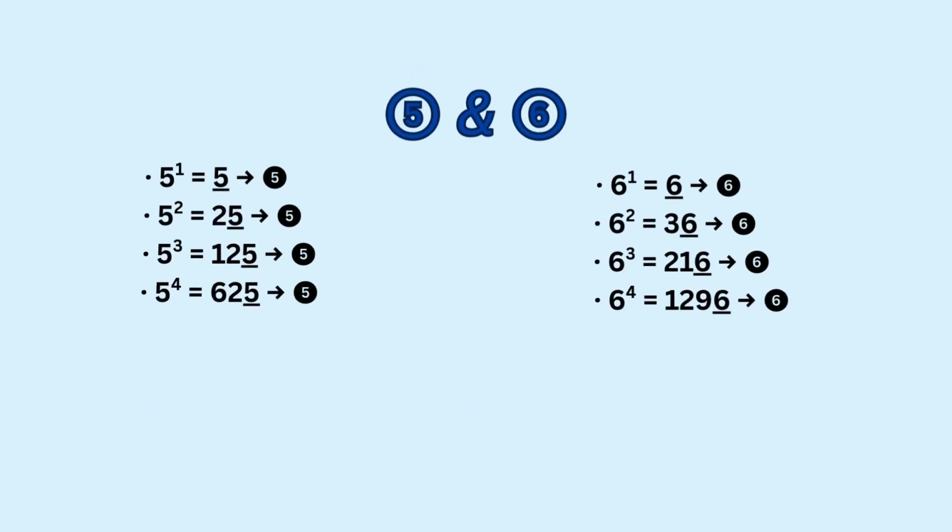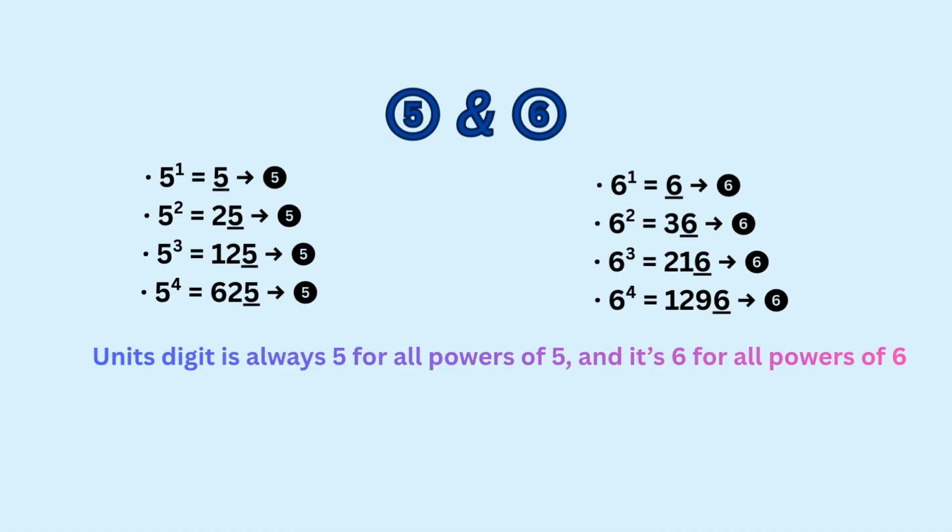And now we can see 5 and 6. These are the easiest ones. All powers of 5 end with 5, and all powers of 6 end with 6. And we can see the example. It just simply ends with 5 and 6.